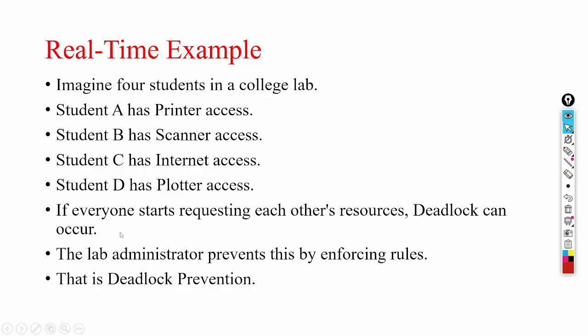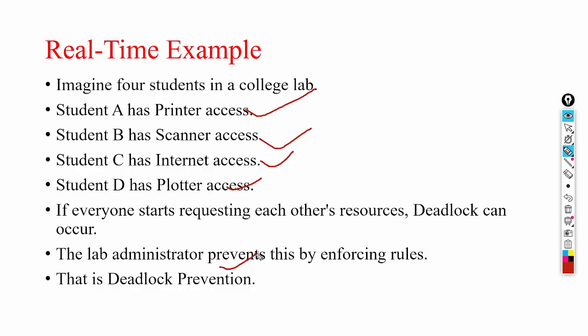Now let's understand deadlock prevention with a real-time example. Imagine there are four students in a college lab. Student A has a printer, student B has scanner access, student C has internet access, and student D has plotter access. If each student starts requesting another student's resource, nobody can proceed. This creates a deadlock situation. To avoid this deadlock, what does the lab administrator do?